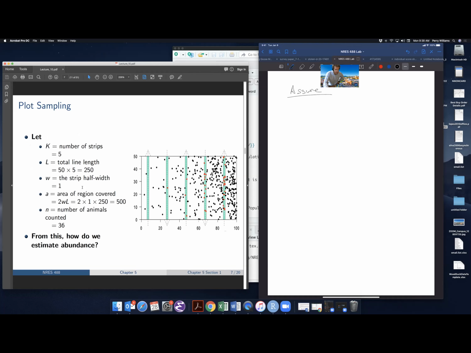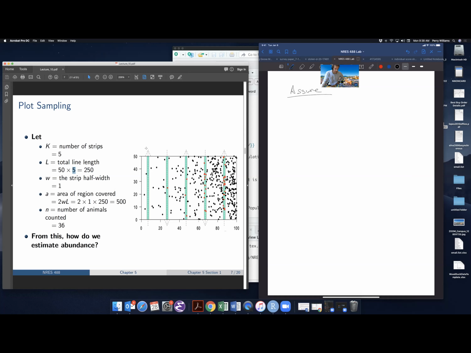Where did I get 500? Oh, no, okay. I think I multiplied it by 5 twice. So I said 250, and then I multiplied by 5 for each strip. But really, I had already done that.